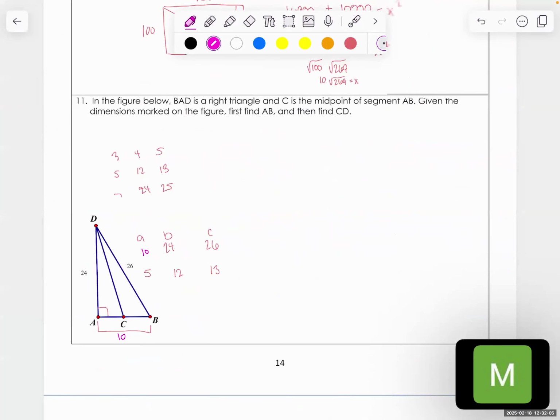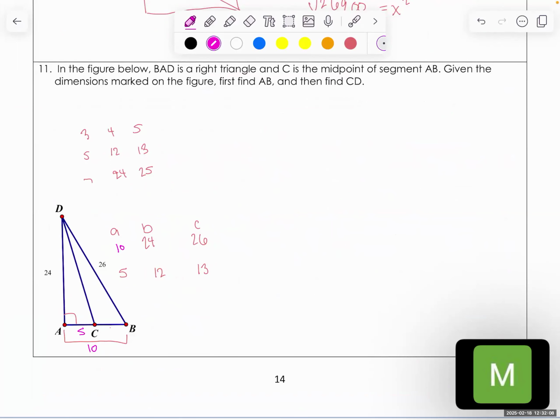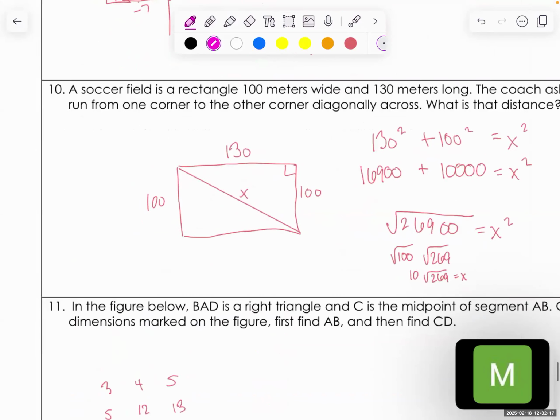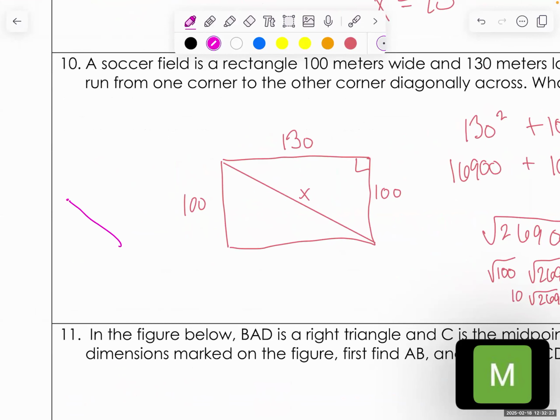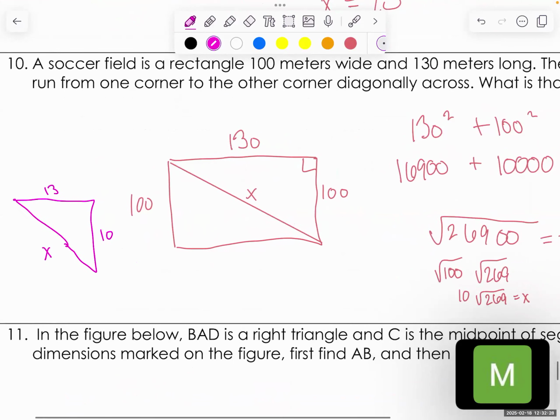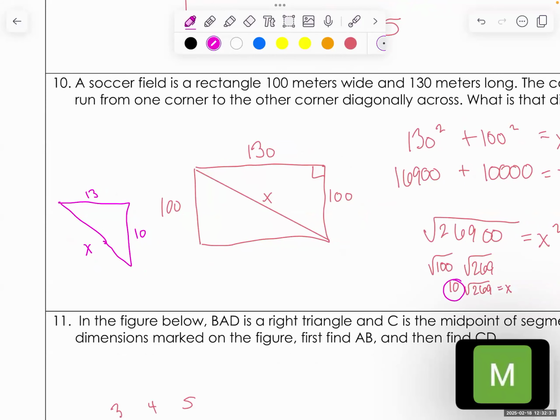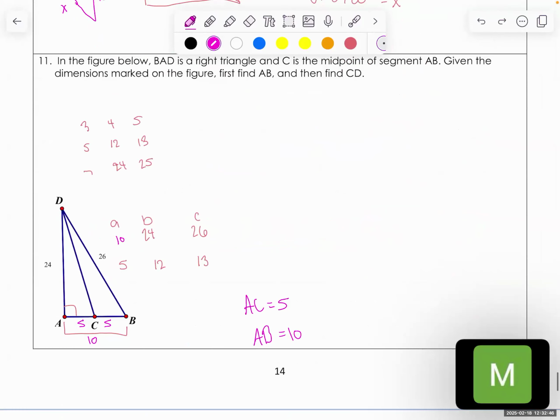So AB is 10. And then since it tells you C is the midpoint, both of these have to be 5. And that's it. So technically on this one, since they're both factors of 10, you could reduce this. This could be 13, and this could be 10. This would be x. So that's why I multiplied this by 10 when I was done. You would still have to figure out what goes into 269. I don't think 9 goes into it. No. So this is the final answer there. All right. There's your video.